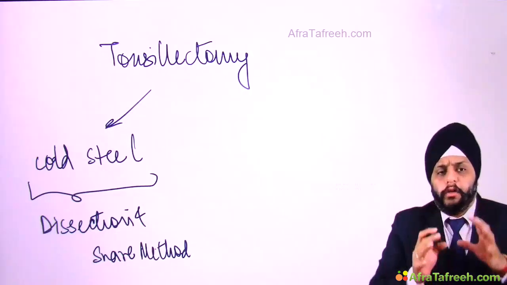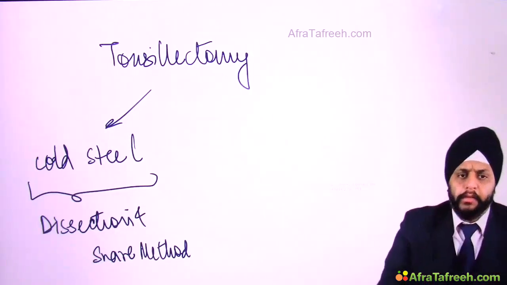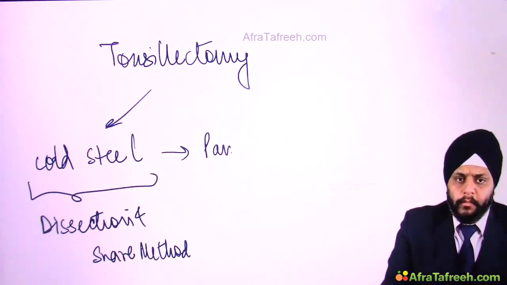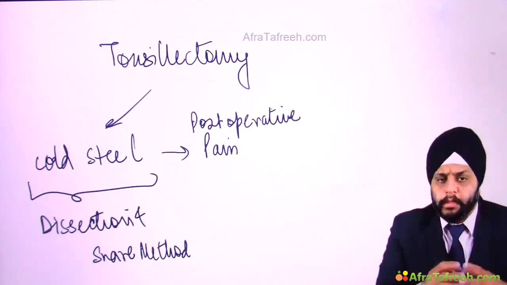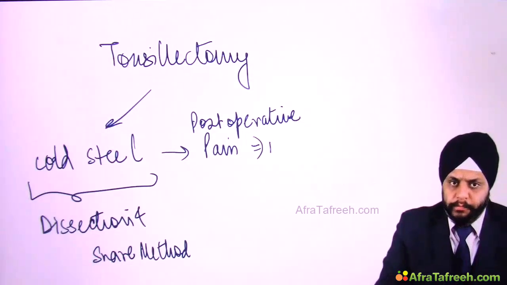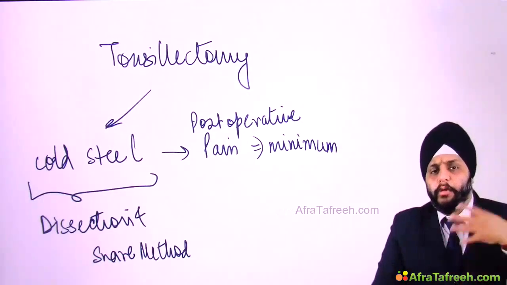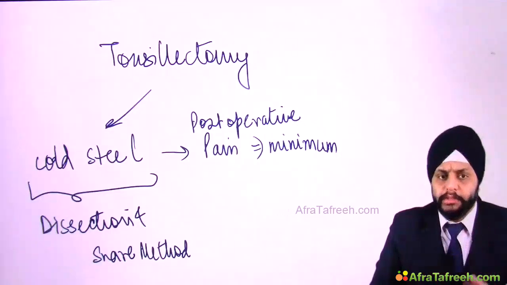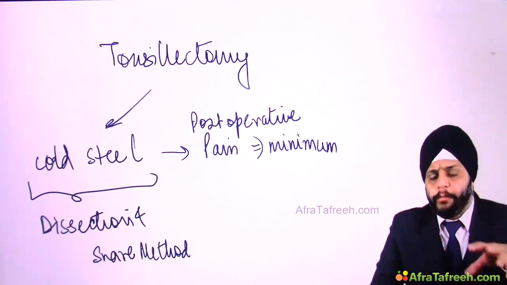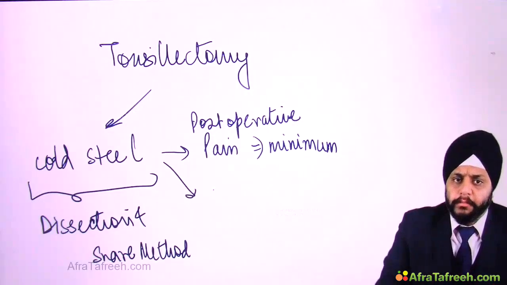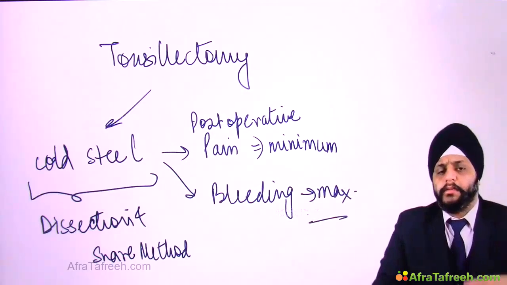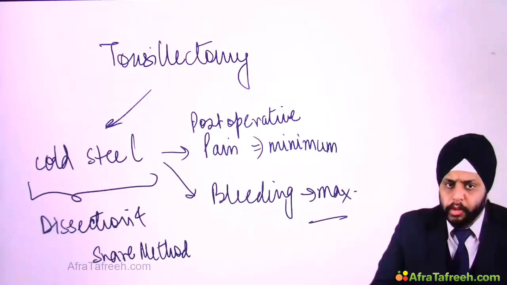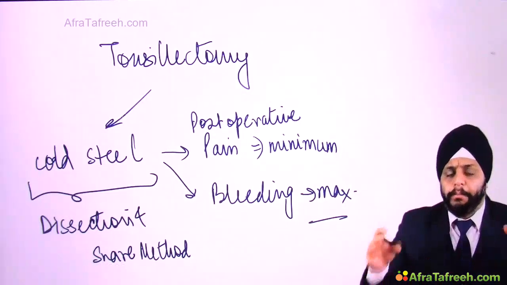Now the advantage of the cold steel instruments or the dissection and snare method is that the pain, especially the post-operative pain, because during surgery, intraoperative, patient is in anesthesia, so he does not feel anything, but the post-operative pain is minimum. Among all the different modalities, the pain is minimum in the cold steel. So this is like a gold standard for the post-operative pain. But the bleeding over here is one of the maximum seen in all the different modalities. Okay, so the bleeding is very much high, but the pain is minimum.